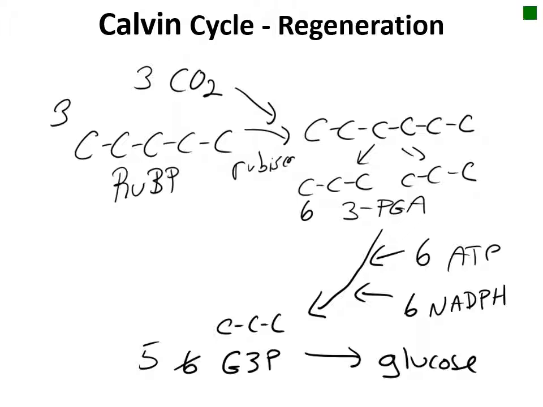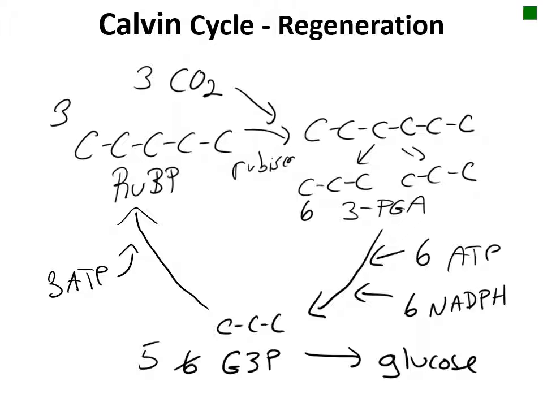During regeneration, the 5-carbon RuBP needed for carbon fixation is regenerated. This is a complicated process of 12 different chemical reactions. During those reactions, the carbons of G3P are shuffled and rearranged to regenerate RuBP. This process requires 3 ATP produced from the light reactions.